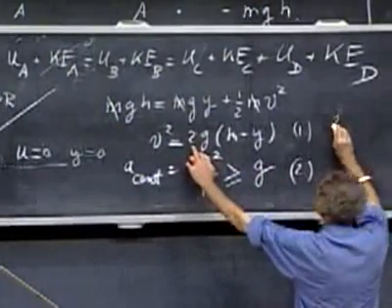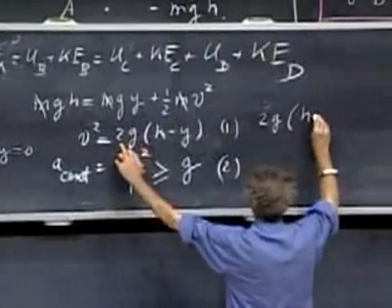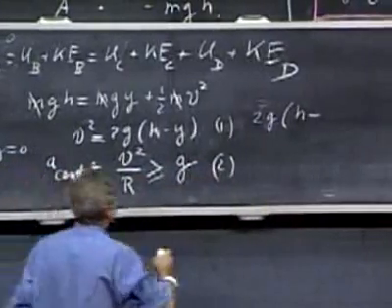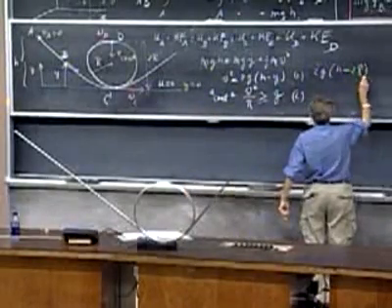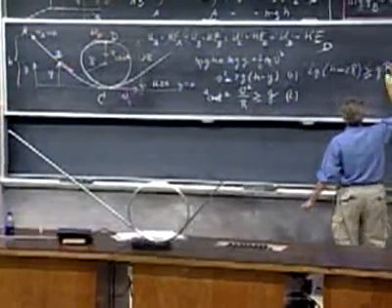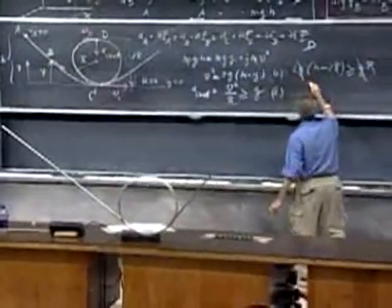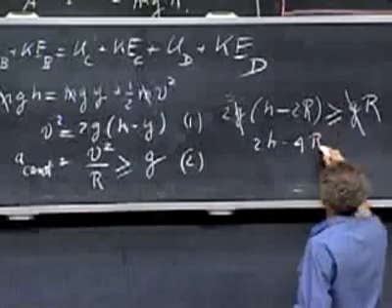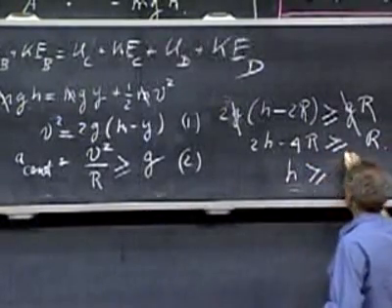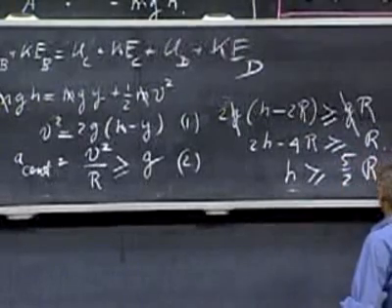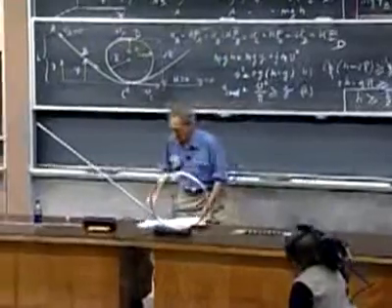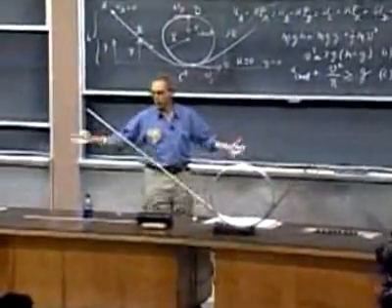So I have here v squared, which is 2g times (h minus y), but y for that point D is 2r. So I put in a 2r, must be larger or equal to gr. I lose my g, so 2h minus 4r must be larger or equal to r, so h must be larger or equal to 2.5r. This is a classic result that almost every person who has taken physics will remember. It is by no means intuitive.